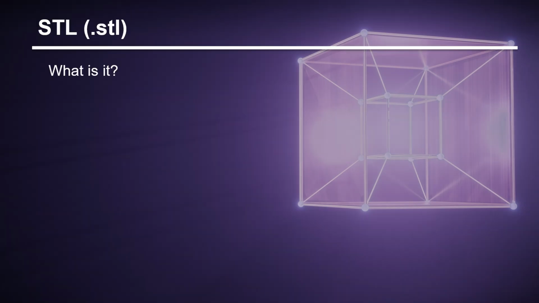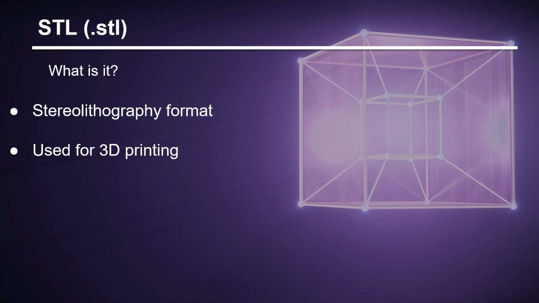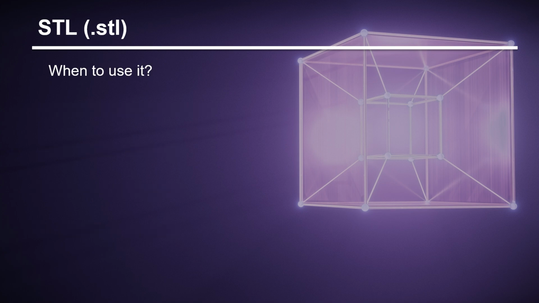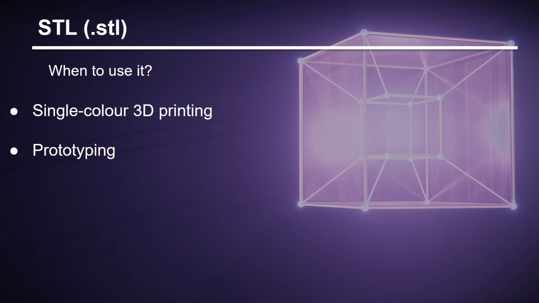So what is it? STL, which stands for Stereolithography, is the classic 3D printing format, as it stores only triangles, there is no colour and no texture. So when would we use STLs? We use STLs primarily for single colour 3D printing and prototyping.